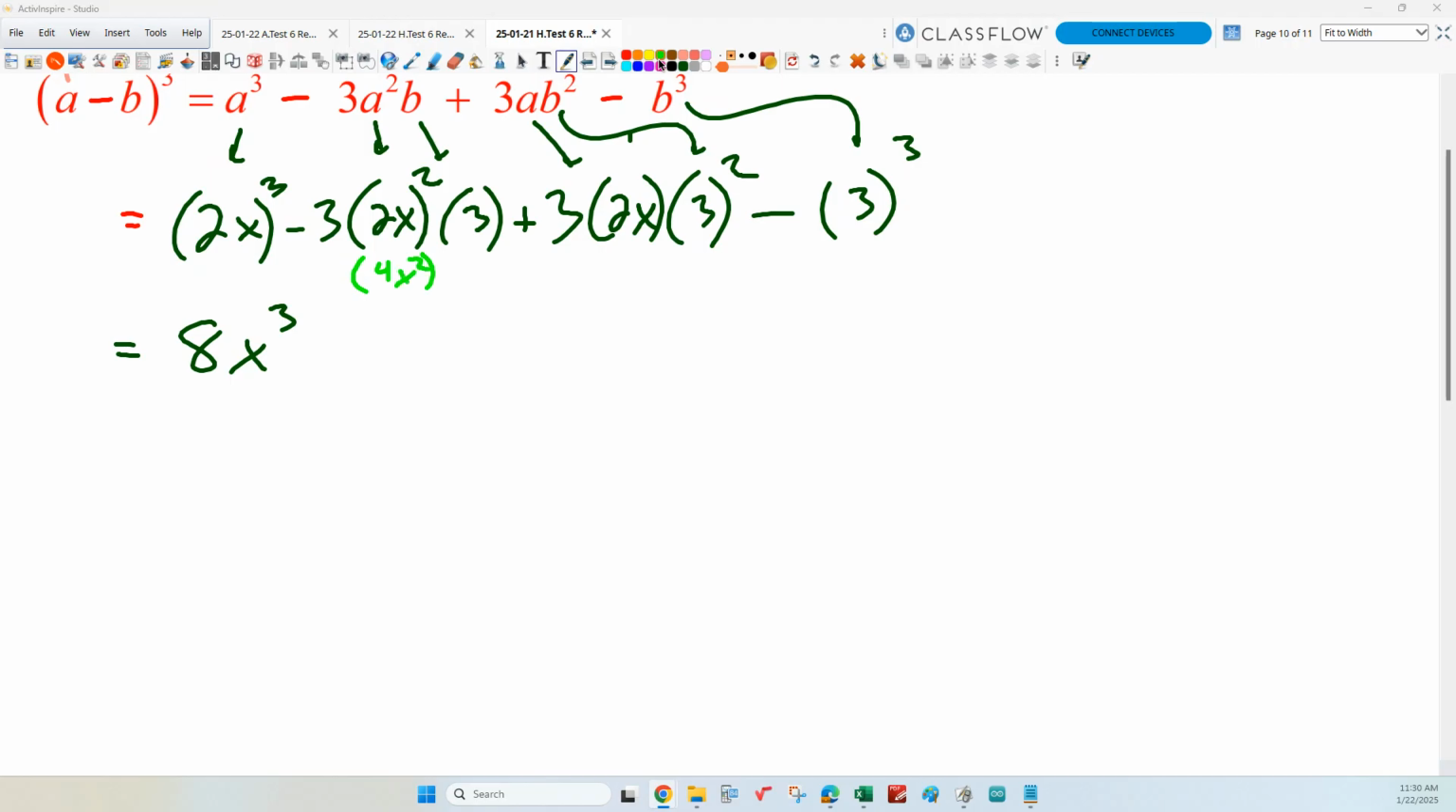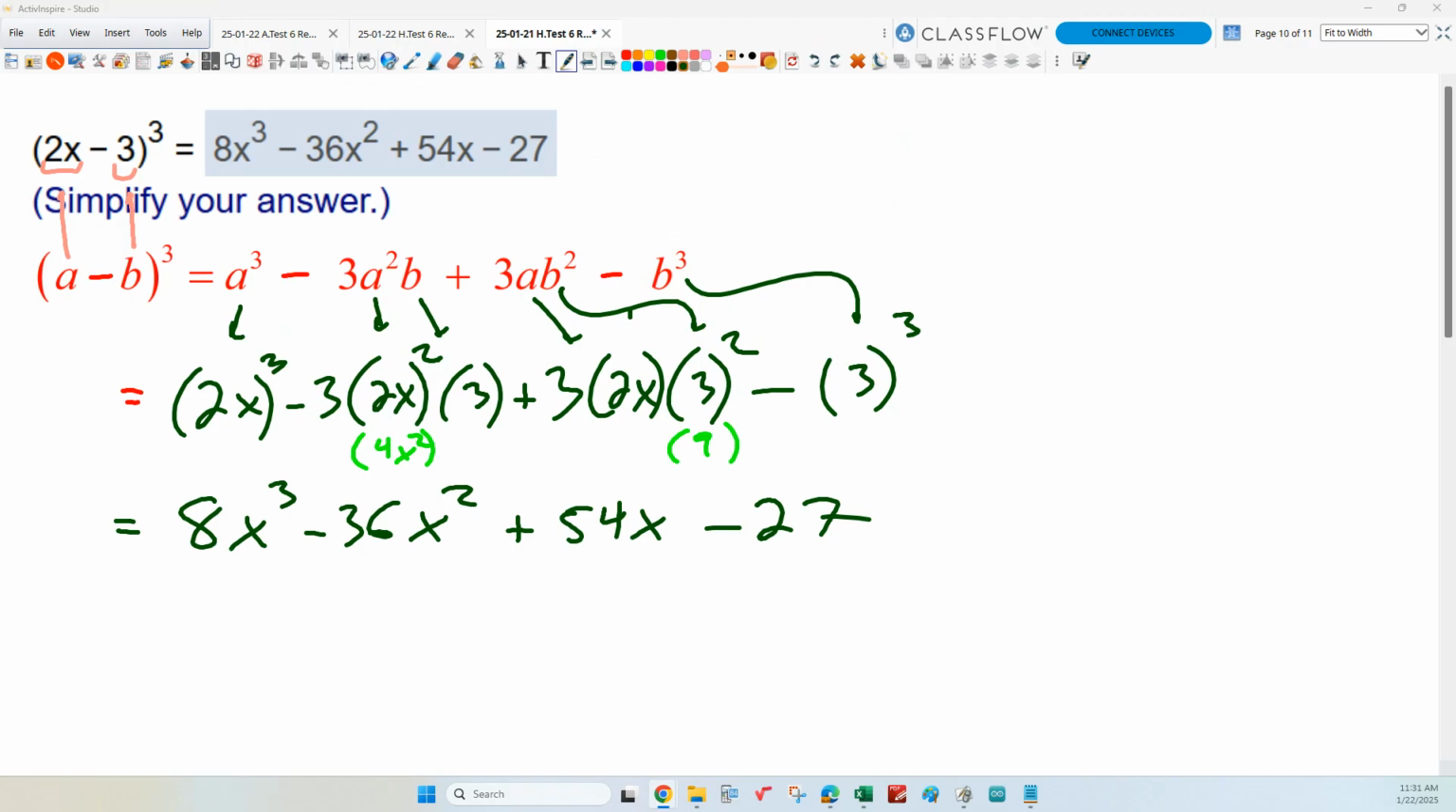Okay, so let's multiply 4x squared times -3 times 3. 36, how about, yeah. X squared. 3 squared is what? Okay. So 3 times 2x times 9. There you go. So plus 54x minus, what's 3 cubed? We got it. Okay, give me thumbs. All good? No big deal. Okay, last one.